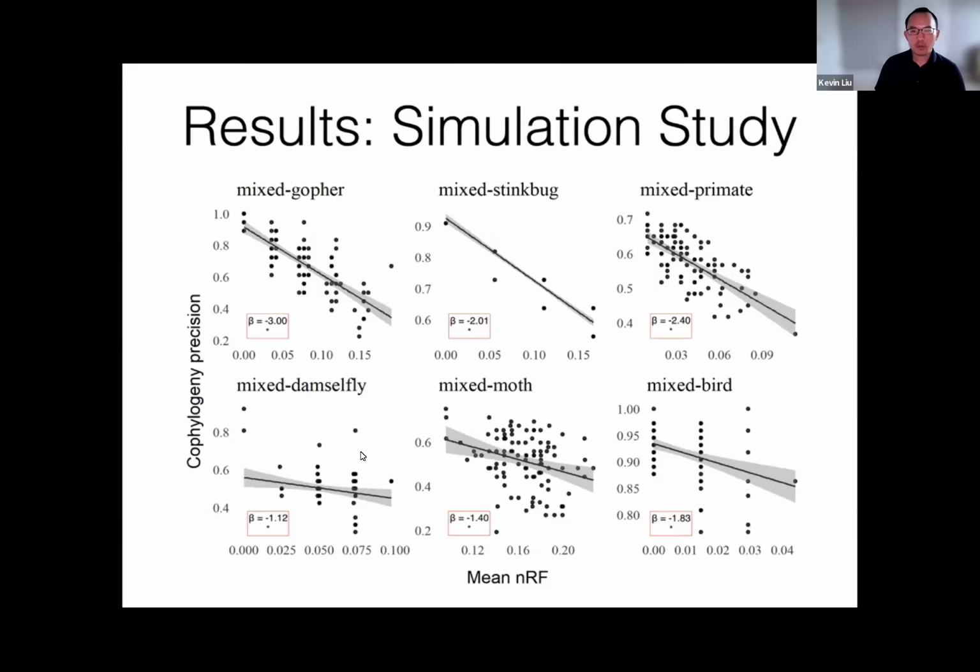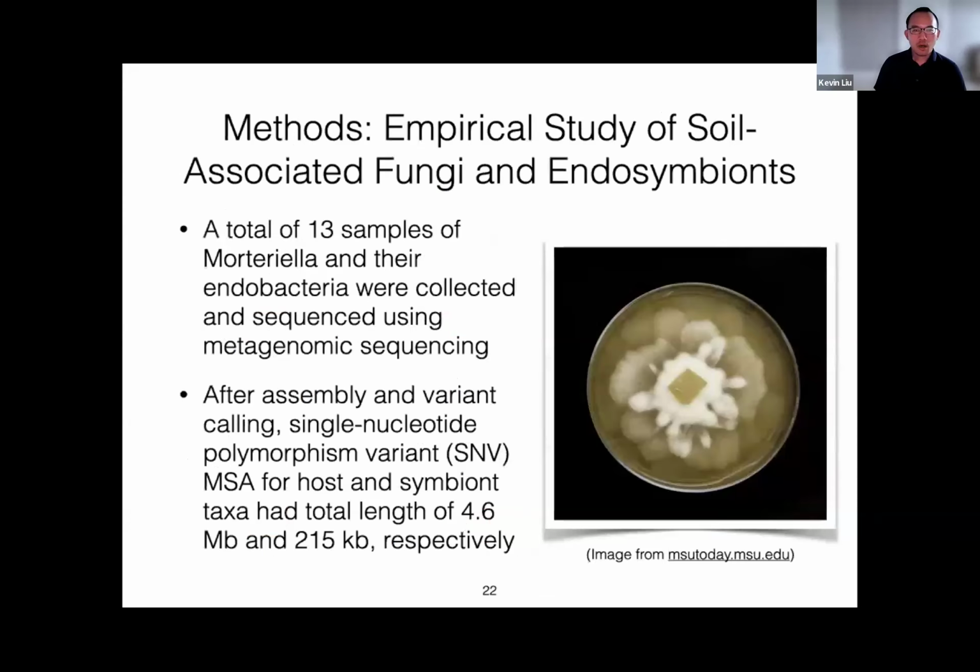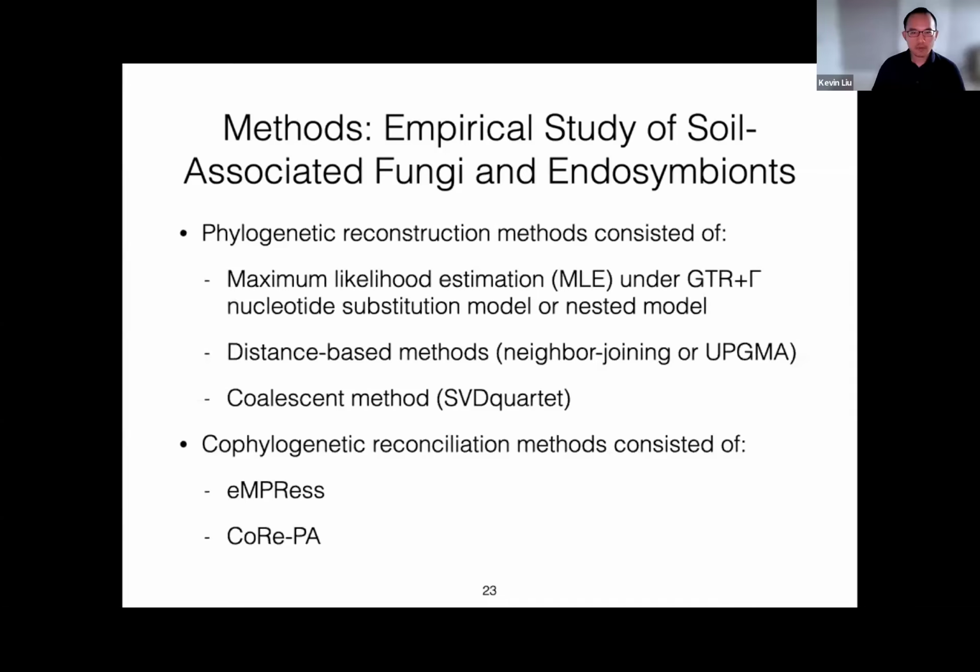So in the paper that was published for this study, we delve into this a little bit more. Briefly, we also conducted an empirical study as a companion to the simulation study. I'm only going to talk about one of the data set analyses that we looked at, which involves soil-associated fungi and their bacterial endosymbionts. One being this very early diverging soil fungus from Mortierella, from which we had a resequenced whole genome sequence data that we analyzed.